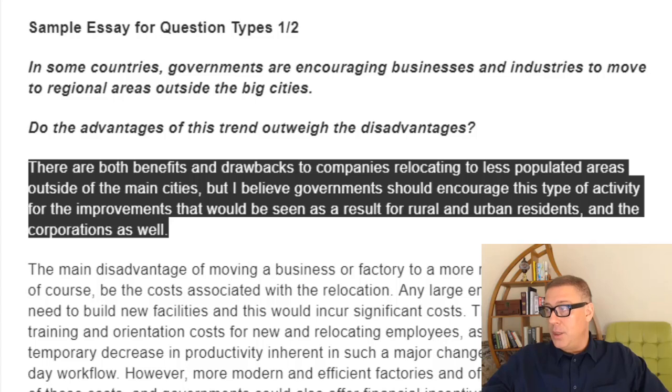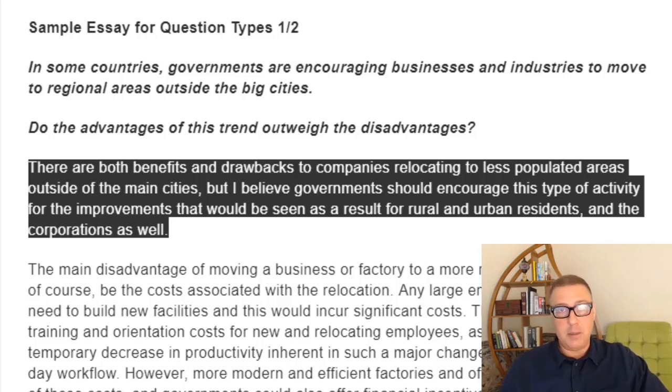Okay, so the question: have I introduced the topic and said what I'm going to do? Benefits and drawbacks to companies relocating to less populated areas. Again, I'm mainly paraphrasing this question. The language I've used meets the task, meets the requirements, communicates my ideas clearly. If you came up with something different that had the same meaning and you were paraphrasing, that would also be fine. As long as you introduce the topic, that's fine.